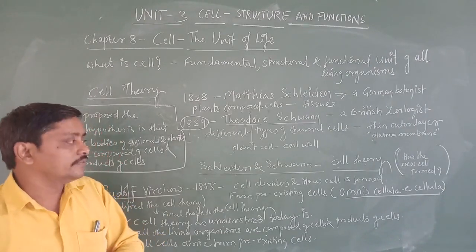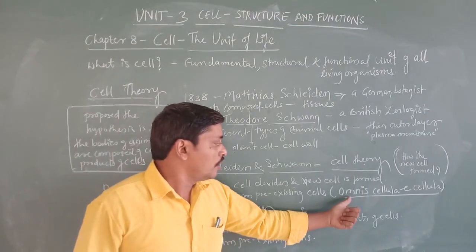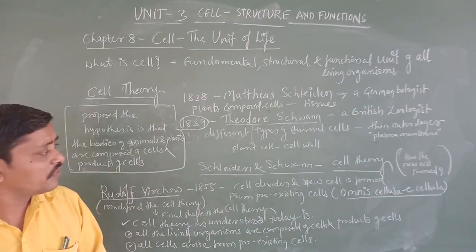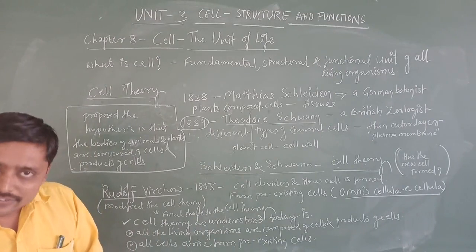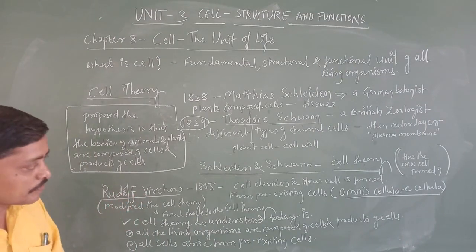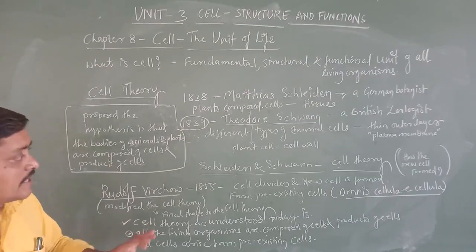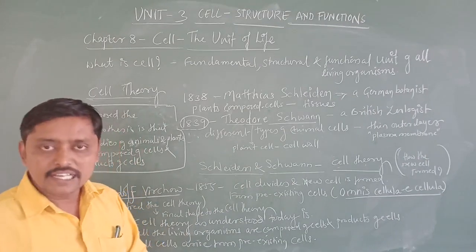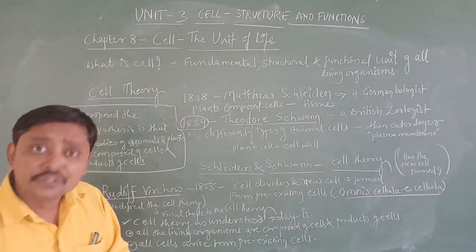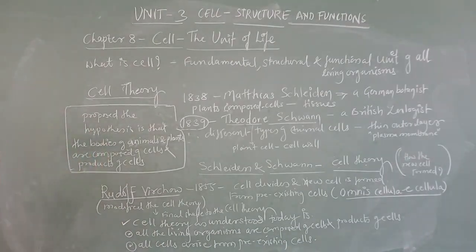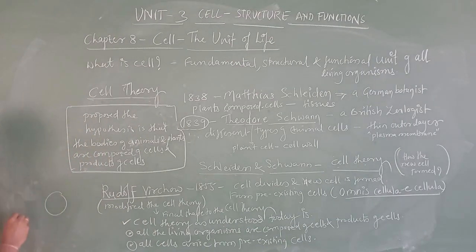And that theory is known as omnis cellula e cellula. If they ask you what the omnis cellula e cellula theory is, Rudolf Virchow proposed that the cell divides and a new cell is formed from a pre-existing cell. What is a pre-existing cell? I am going to draw this. This is one cell. Okay.